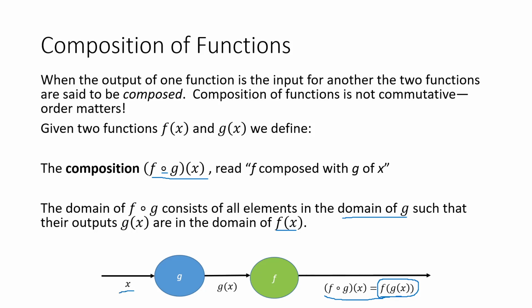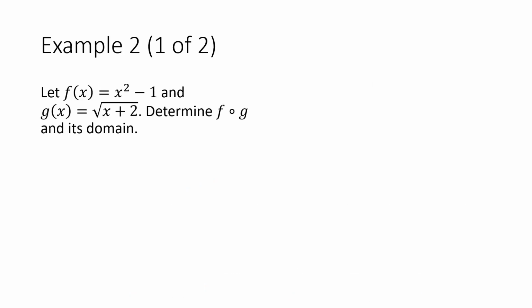We start with an input and put it into, in this case, the g function first, and you can see that in the parentheses notation happening on the inside. Whatever that g of x output is will be used as input into the f function. And then what we get out is this composition. Let's try an example. I think that'll make it a little more clear.